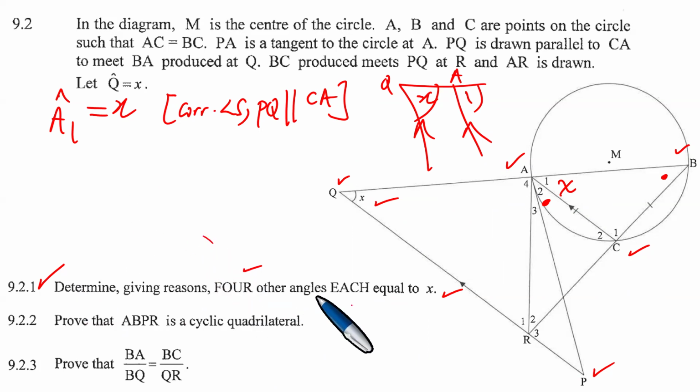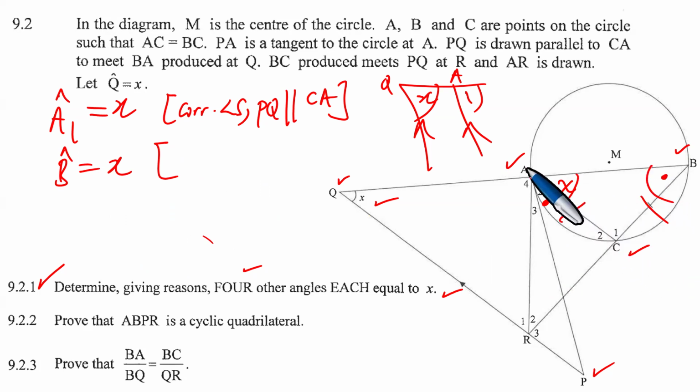Who can find the next angle that is equal to X? The angle B. Well done. The angle B is equal to X. What is the reason there? Because this triangle is isosceles. If this side is equal to this side, then this angle is equal to this one in this triangle. So the angle B is equal to X.